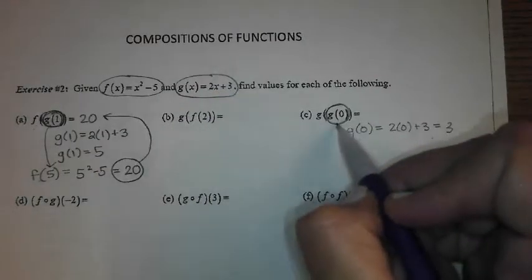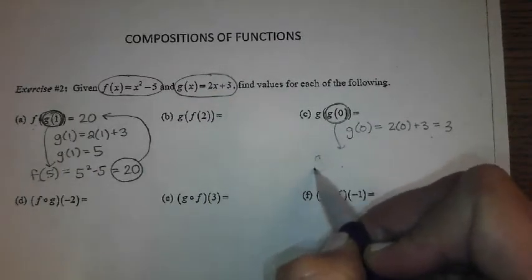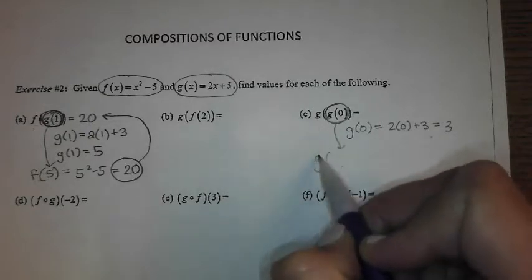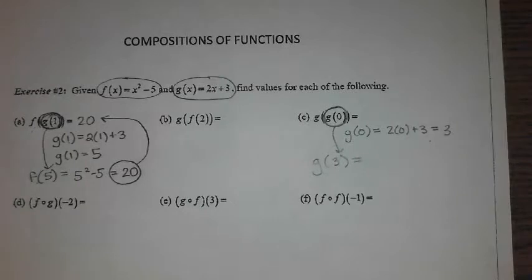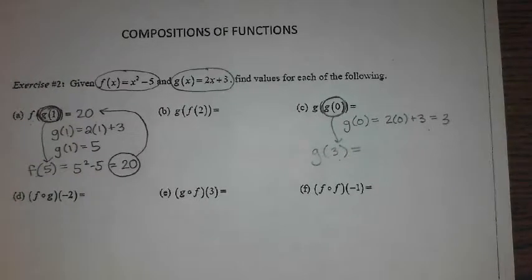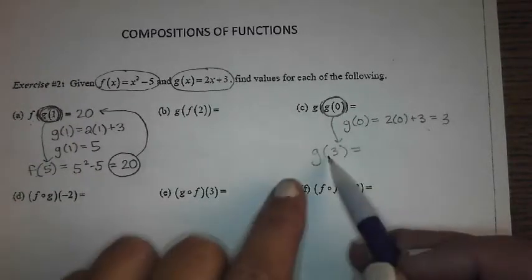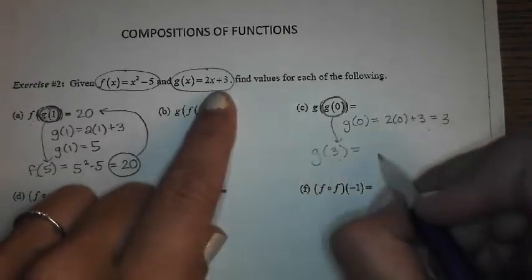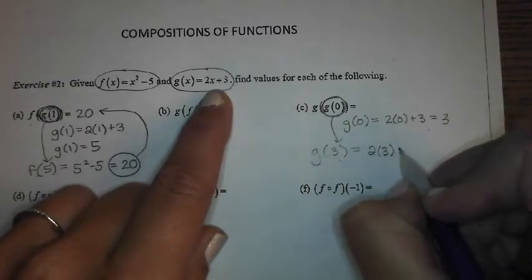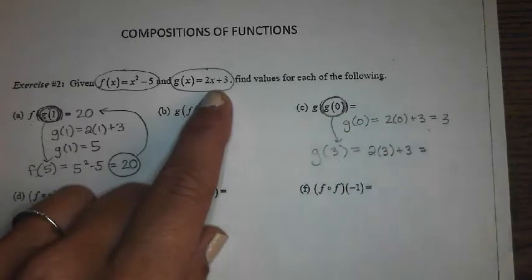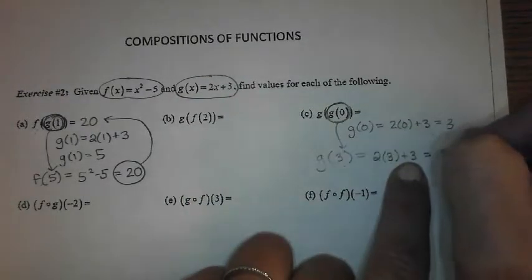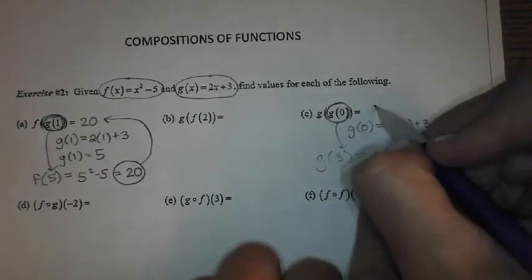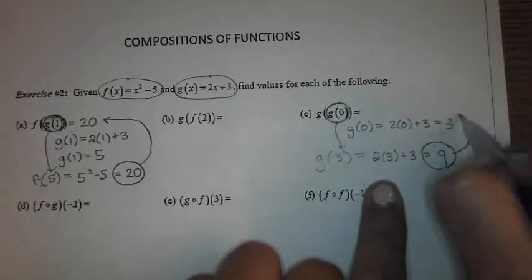So now that g of 0 equals 3, I can do g of 3. And so now I'm plugging 3 into the g function. 2 times 3 plus 3 gives us 6 plus 3, which is 9. So our answer is 9.